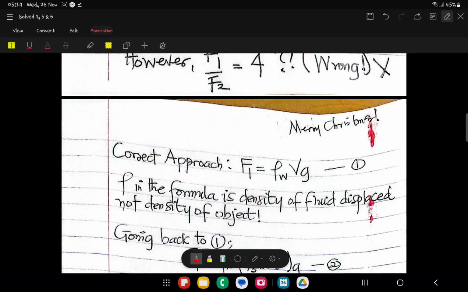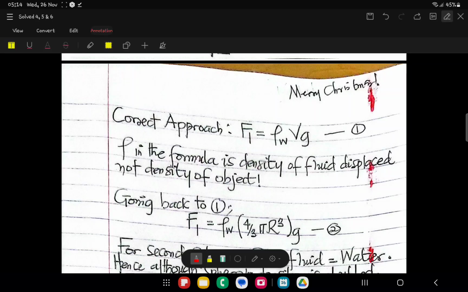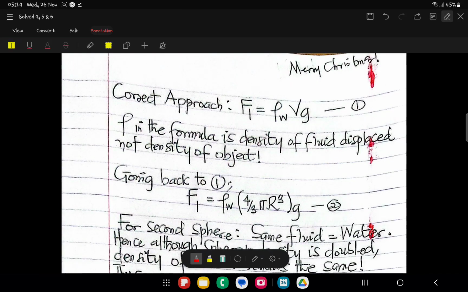Now let's rewrite our formulas again. The buoyancy force for the first sphere is given as density times volume times gravity. But mind you, the formula for the buoyancy force or upthrust is the density of the fluid displaced times the volume of fluid displaced times gravity. It is not the density of the sphere that you are using in this case. You are using the density of the fluid displaced, and in this case the fluid is water.